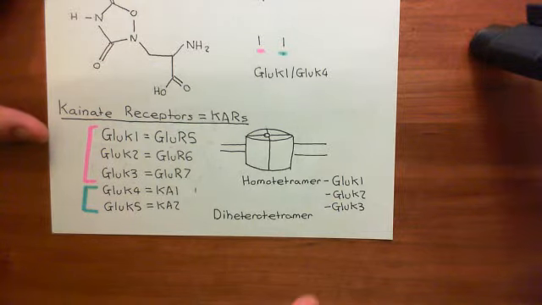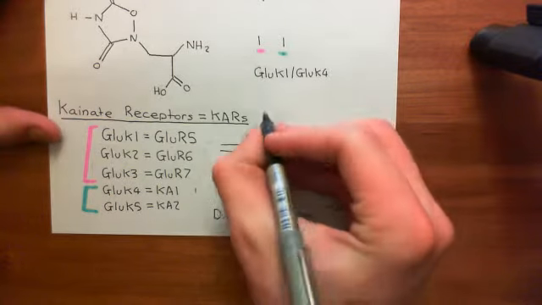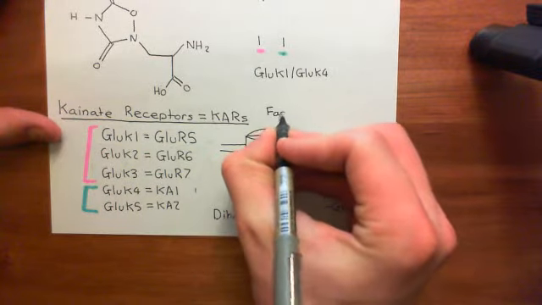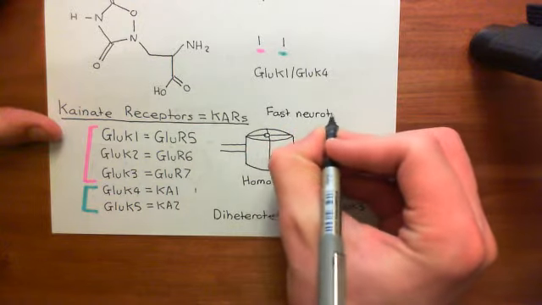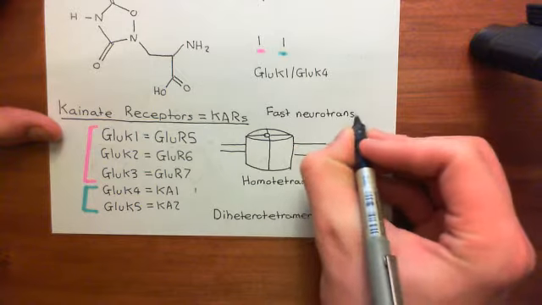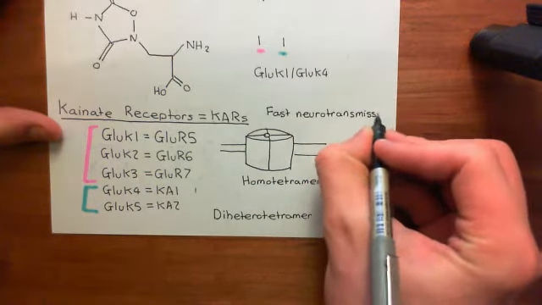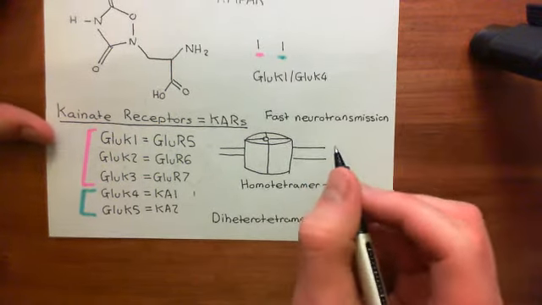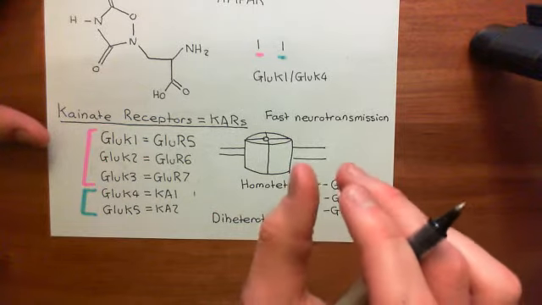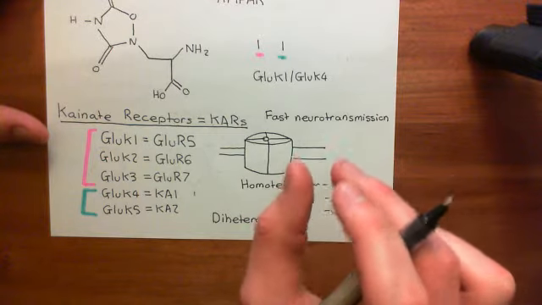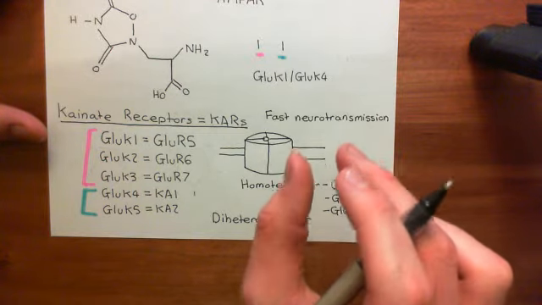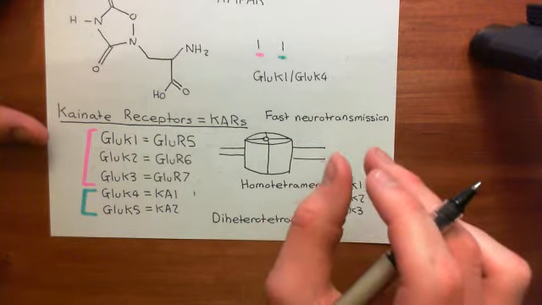Let's now move on to the function of these kainate receptors. The function is pretty much identical to AMPA receptors. They mediate fast neurotransmission. Now, the difference between them and AMPA receptors is that they are much rarer than AMPA receptors. You only find them in decent numbers in certain portions of the brain. So if you're looking at a postsynaptic cell within a glutamatergic synapse, the chances are that most of the receptors on that are going to be AMPA receptors, not kainate receptors.